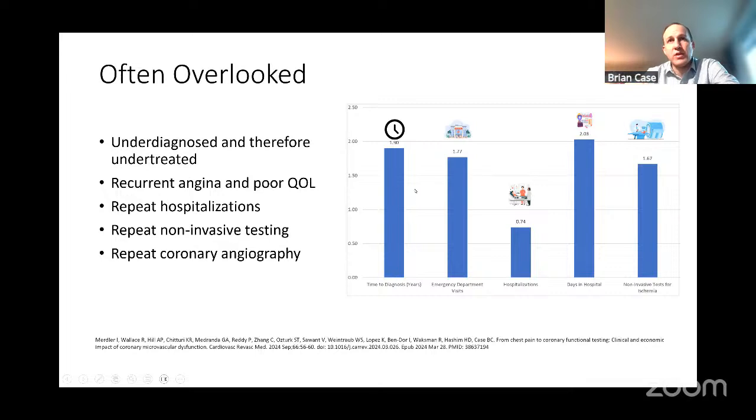Patients go undiagnosed for about 2 years, with multiple ER visits and hospitalizations, multiple days in the hospital, multiple non-invasive tests, and multiple invasive left heart caths before they get to their final diagnosis. And you can imagine the frustration the patient feels due to this mistrust of the system. They feel their symptoms, they're being told their symptoms aren't real or are being belittled, and it causes a lot of mistrust of the system.